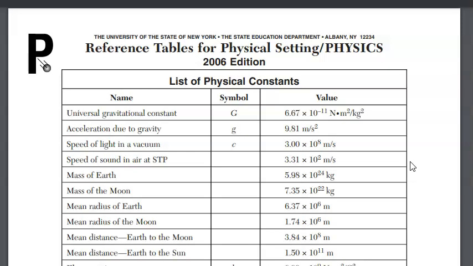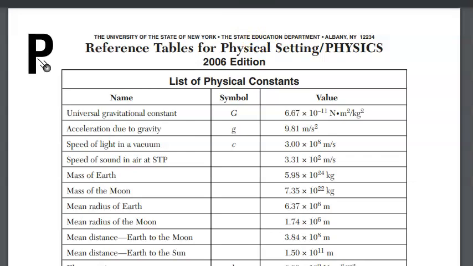All right, so the first table here on the first page are all physical constants that you may or may not need the day of the exam. Certainly acceleration due to gravity and speed of light in a vacuum. You probably already have those memorized. Those are definitely going to show up. Some of the other ones may or may not.